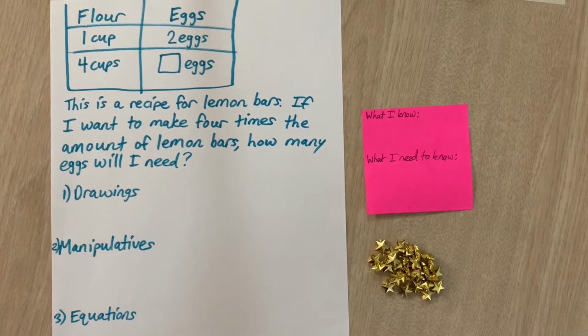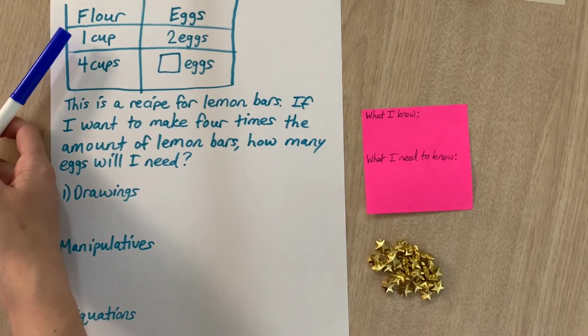And now let's read the word problem that goes with it. This is a recipe for lemon bars. If I want to make 4 times the amount of lemon bars, how many eggs will I need? And I just wanted to note really quick, this is only part of a recipe. You don't need just flour and eggs, you would also need other ingredients, but just a little note. Okay, so again, it's saying if I want to make 4 times the amount of lemon bars, how many eggs will I need?